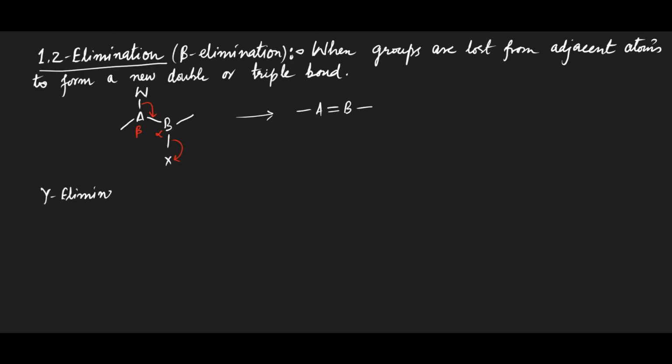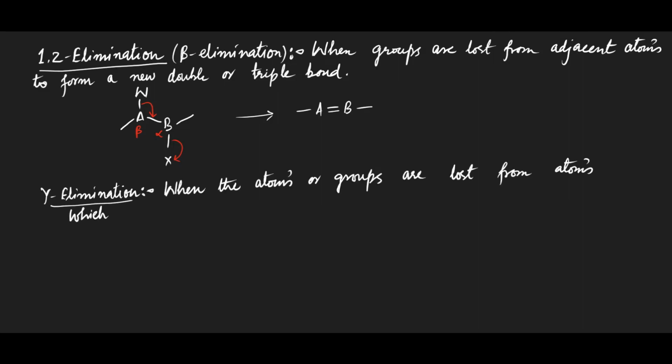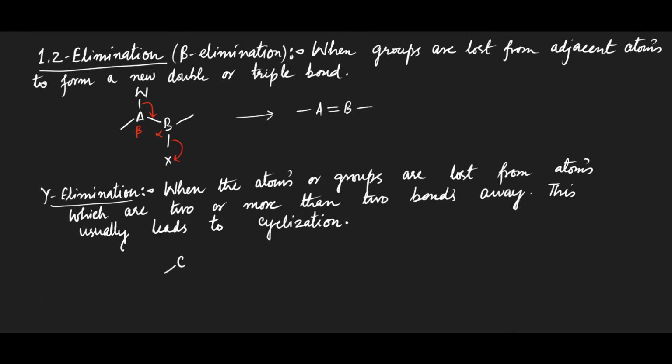Third type of elimination is called gamma elimination. In this case, atoms or groups are lost from atoms which are two or more than two bonds away. This usually leads to cyclization. For example, in this case, atoms are lost from carbons which are two bonds away and lead to formation of a three-membered ring.